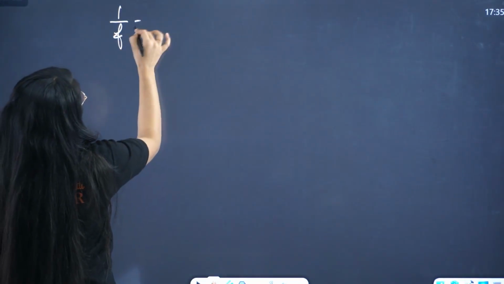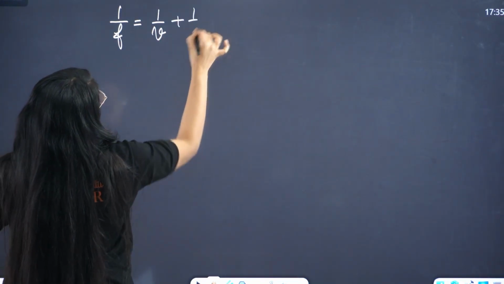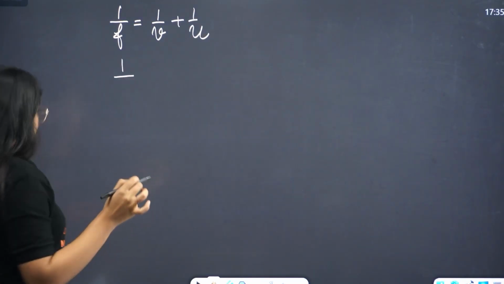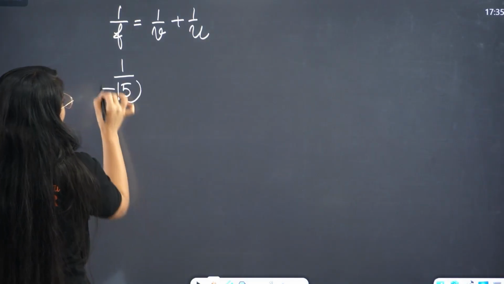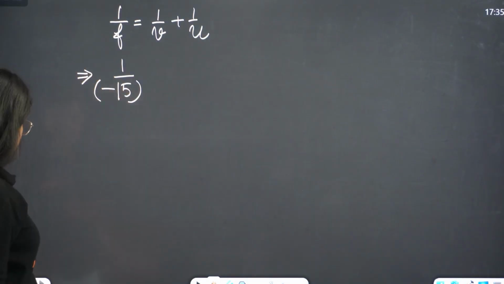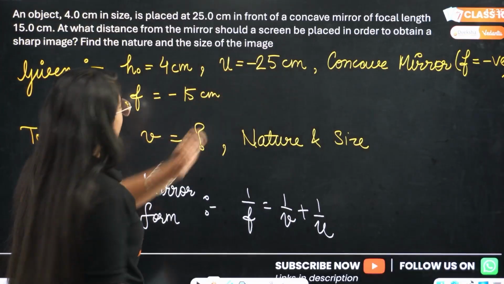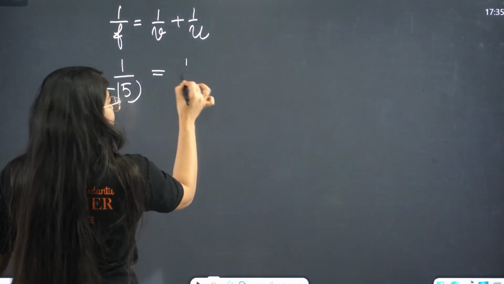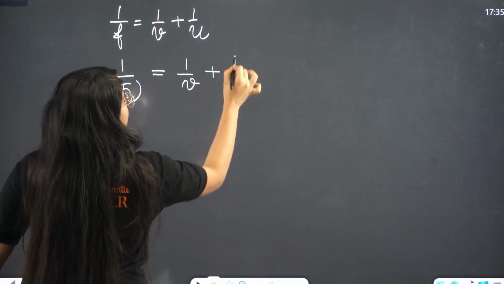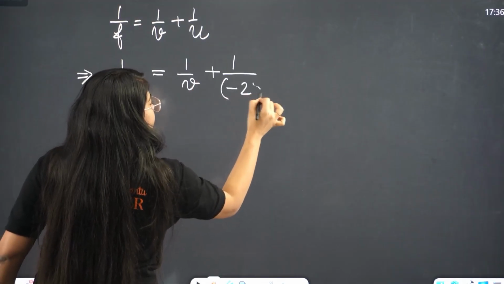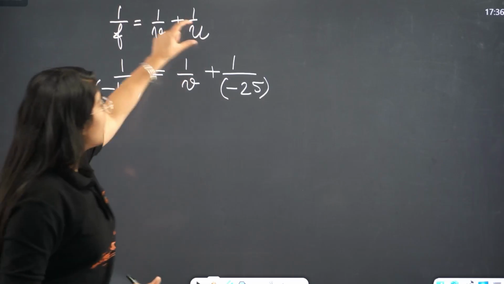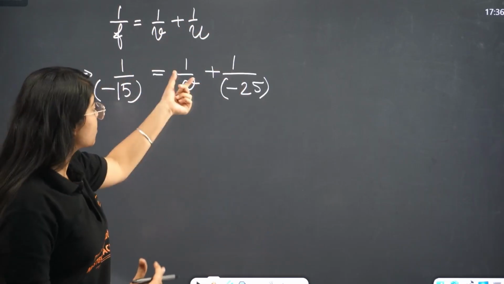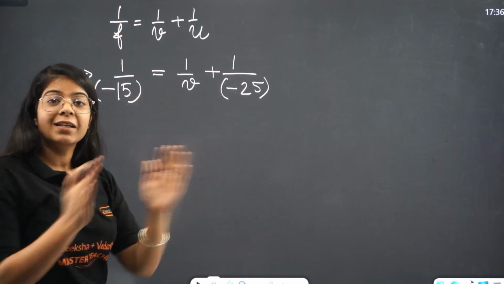Okay, let's find V. Now 1 by F equals 1 by V plus 1 by U. F we are given as minus 15 centimeter. You have to write minus 15 only. Do not miss the sign. Then focal length is minus 15, U is given as minus 25. 1 by V, V is as it is, plus U is minus 25. See how I am writing the solution? That is very important. 1, and in the place of U it is minus 25, but there is also a plus here. So I'll write it in the negative.